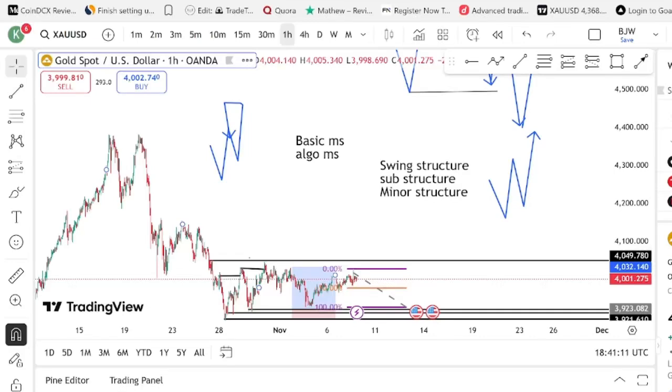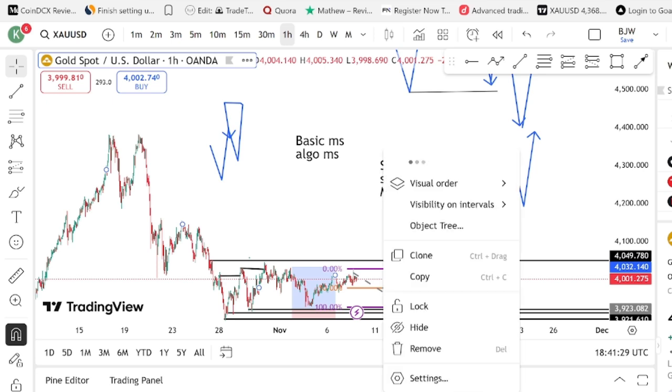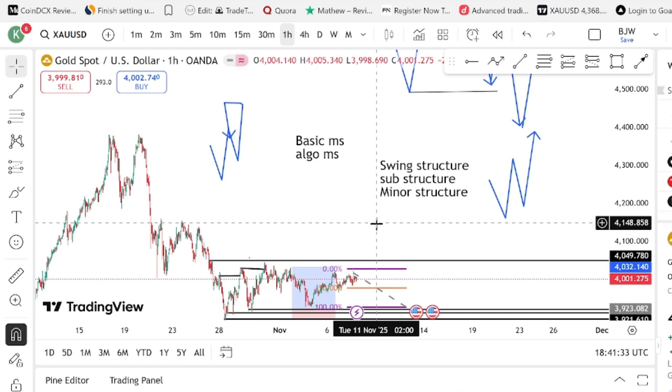So guys, it's day 9 of BGW Bootcamp. Day 8, I explained how you can set your Fibonacci tool and how to use it. However, day 7, I guided you through basic market structure, which I showed you guys. We have the 3 basic market structures: the swing structure, which is right here, the substructure, and the minor structure.